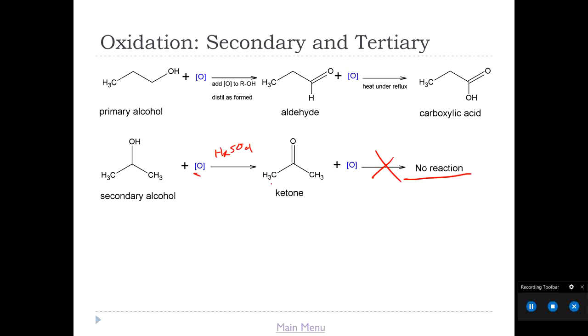Lastly, we have the tertiary alcohols. So the tertiary alcohols, we can't break these carbon-carbon bonds. So we can't actually do anything with a tertiary alcohol. You can add the oxidizer and the catalyst, but no reaction will ever happen. So this is how we can actually distinguish if we have a mixture of alcohols and we want to know which one, if we have primary, secondary or tertiary.